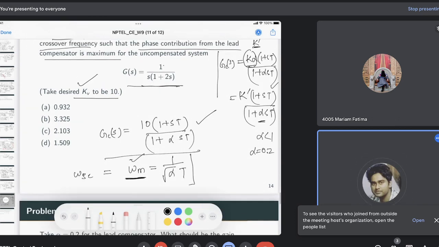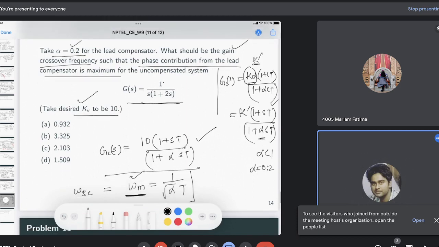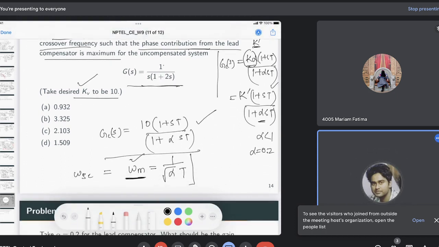Okay, is that clear? This has to be clear to solve this problem. So we want the contribution from this lead compensator to be maximum at the gain crossover frequency, so we want to compute this gain crossover frequency. We see that the compensator can provide maximum phase lead at this frequency, right? So if we want this maximum contribution at the gain crossover frequency, then we must choose the gain crossover frequency equal to the frequency at which the compensator is providing the maximum phase lead.